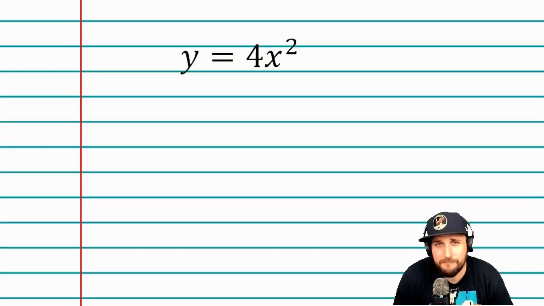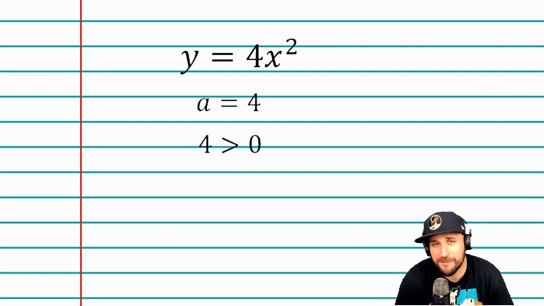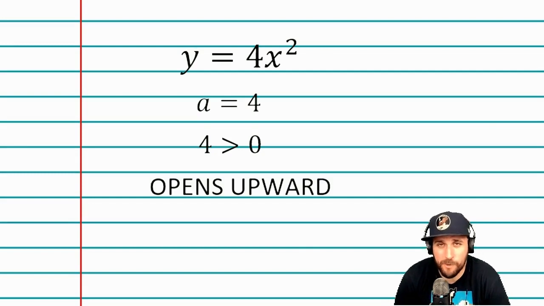On example A, my quadratic function is already written in standard form, and a equals 4, which is greater than 0, so that one's going to open upward.